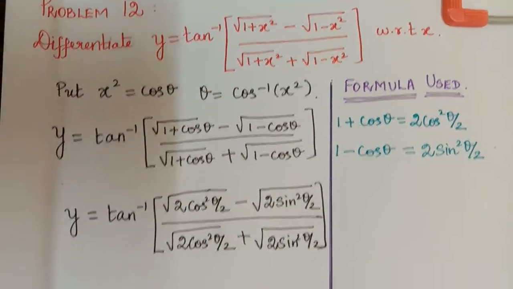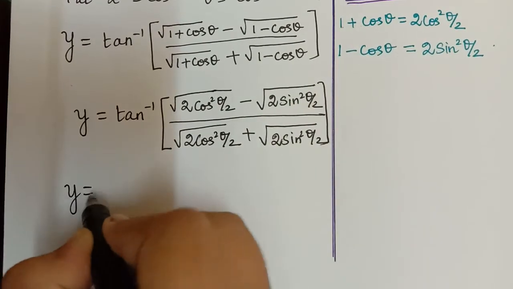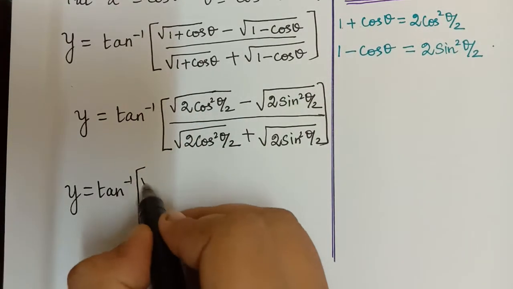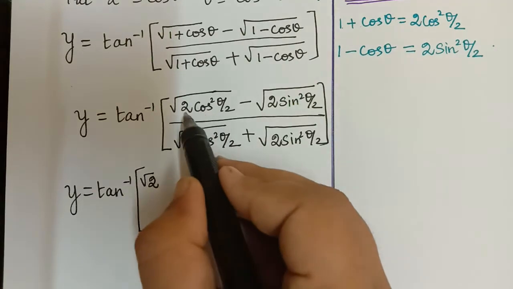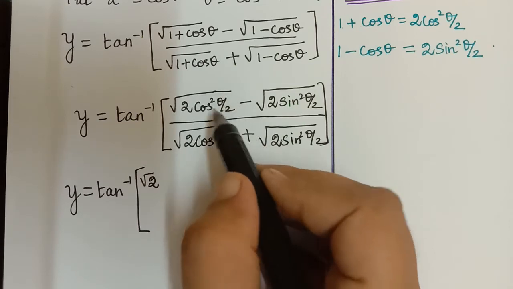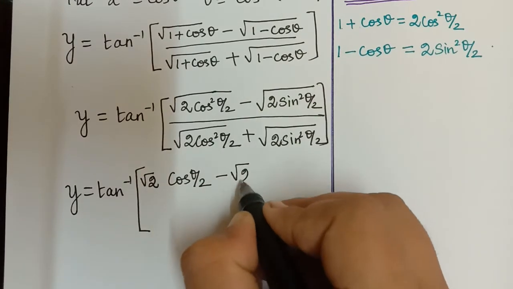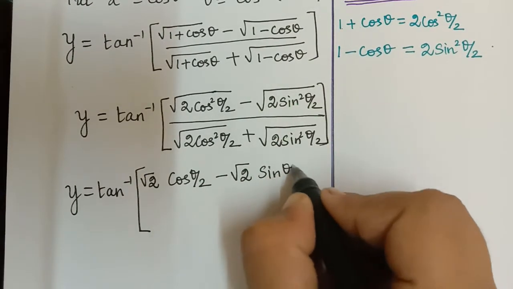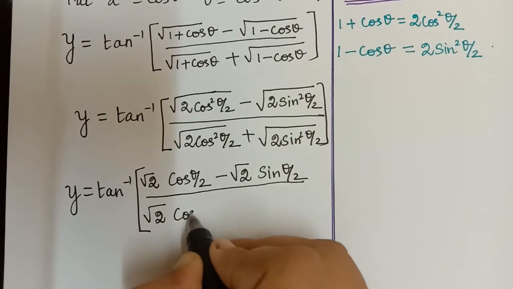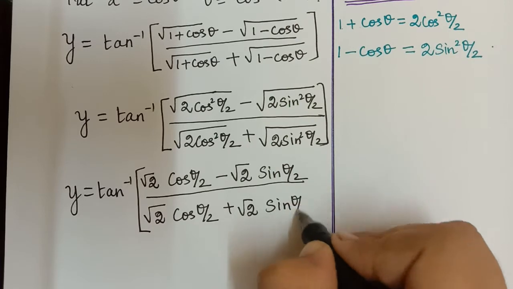So now if you see, we can bring these terms out of the square root. When it comes out, it becomes root 2 because we have to separate these two. So when we take the square root of cos squared theta by 2, it will come out as cos theta by 2. So y equals tan inverse of root 2 cos theta by 2 minus root 2 sin theta by 2, the whole divided by root 2 cos theta by 2 plus root 2 sin theta by 2.